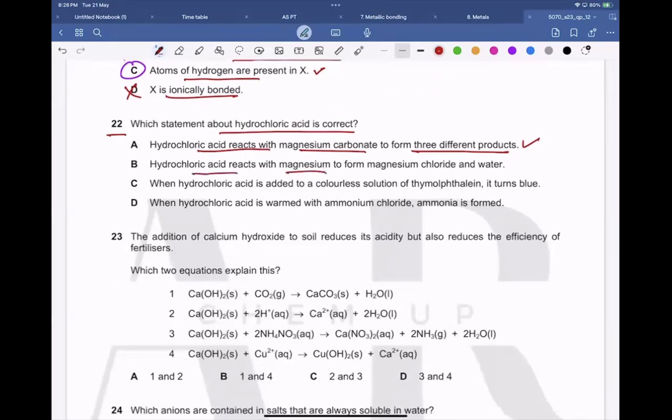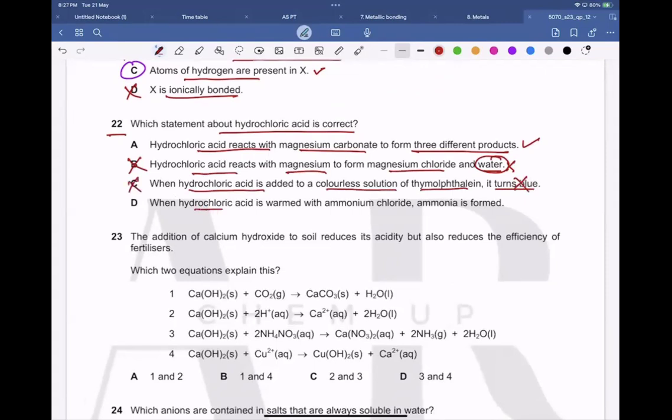Hydrochloric acid reacts with magnesium to form magnesium chloride and water. No, not water. It forms hydrogen. So B goes wrong. When hydrochloric acid is added to a colorless solution of thymolphthalein, it turns blue. No, I think it stays colorless. Yeah, it stays colorless. Thymolphthalein turns blue in an alkali.